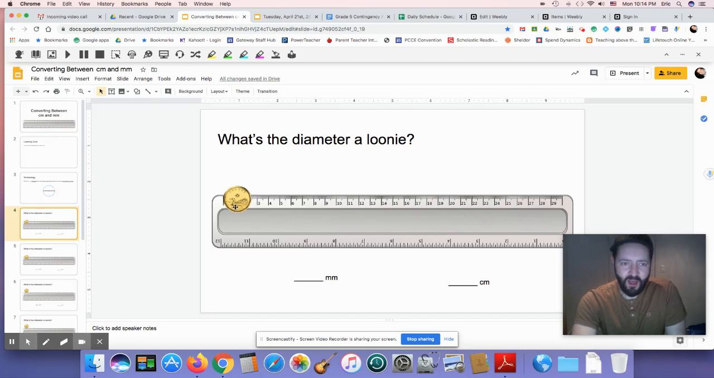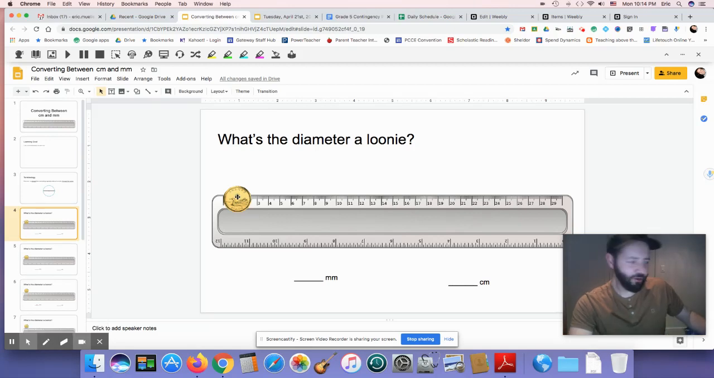Now you'll see that I've got this loonie overlaid on a ruler using the metric system. These are centimeters here. You can always tell centimeters because a ruler has 30 centimeters on it, whereas it only has 12 inches or 1 foot. So we want to make sure we're using the metric side here that goes up to 30. We plunk our loonie over top of that.